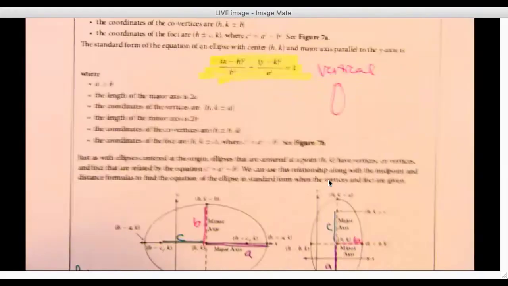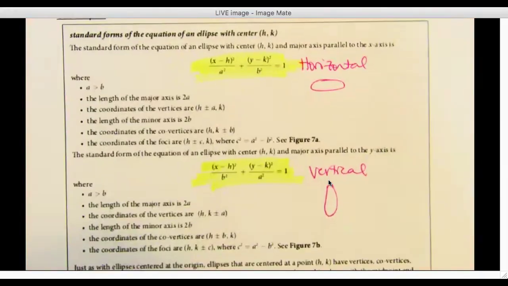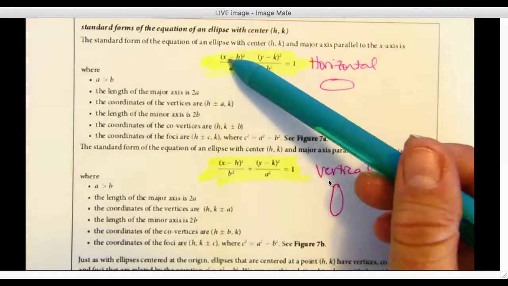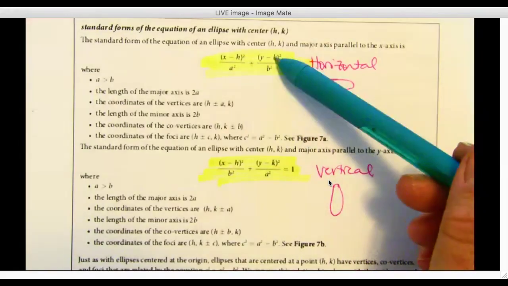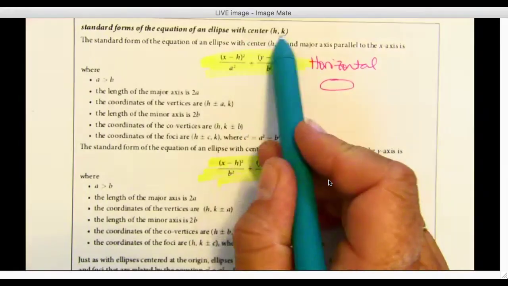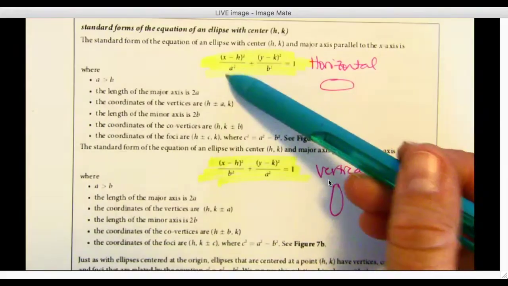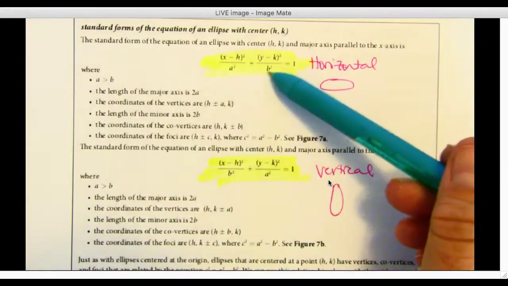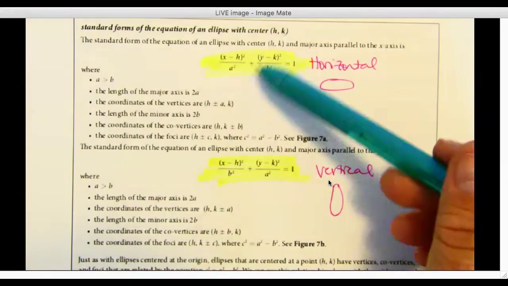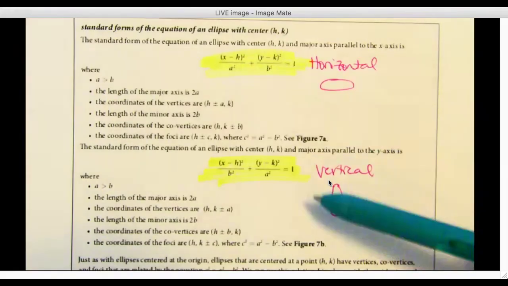I'll show you on the next page the standard form of the equation of an ellipse. We have both horizontal and vertical ellipses. So we have x minus h. H will always be with x no matter what conic section we're looking at, and k will always be with y. The center is (h, k). If the larger value, the a value, is underneath the x, that means it's a horizontal ellipse. If the smaller value, the b value, is underneath the y, that tells us, again, it's horizontal.